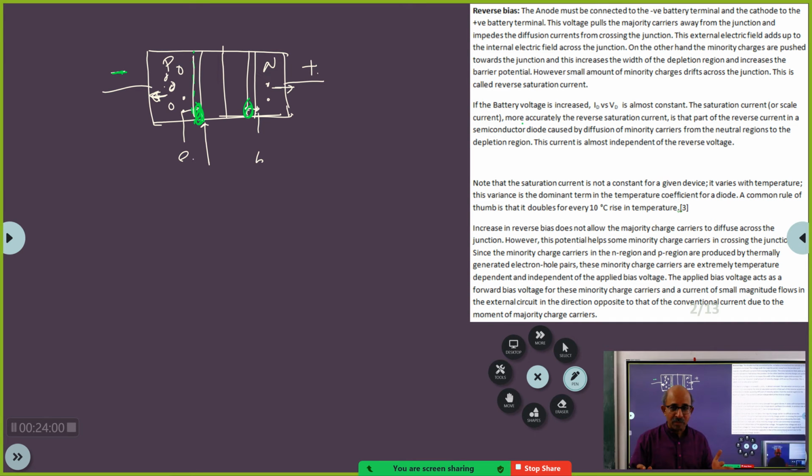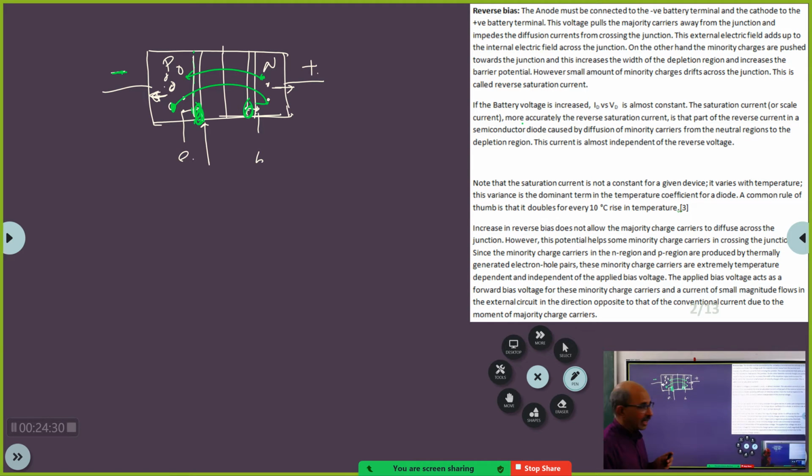Depletion region starts increasing means what? The potential energy barrier curve will also increase. Potential energy barrier curve increases means what? It is more difficult for a hole to cross from here. Similarly, it is more difficult for a free electron to cross over to this. So therefore, literally no current will flow through the junction. Correct? Yes, sir.